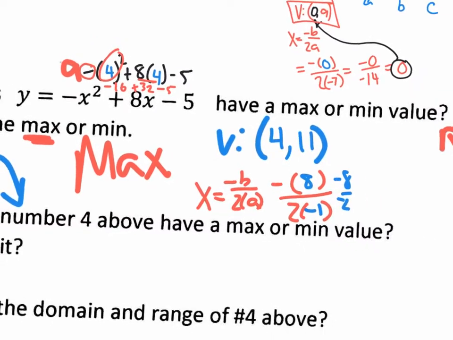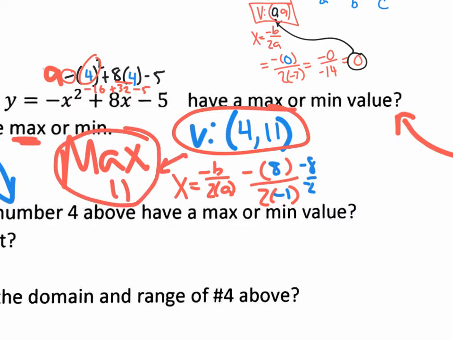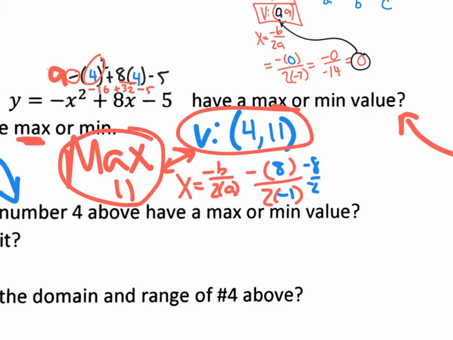So what is the maximum value in this case? The max value is the vertex, 4, 11. Now I have seen sometimes multiple choice quizzes or tests, they refer sometimes to the max value as just the y. So in this case the max value is 11. Either one of these is acceptable, max value 11 or max value 4, 11. I prefer the vertex because that tells you specifically where it's at, 4 on the x, 11 on the y. But technically the y value 11 is the maximum height of the parabola that's opening down.